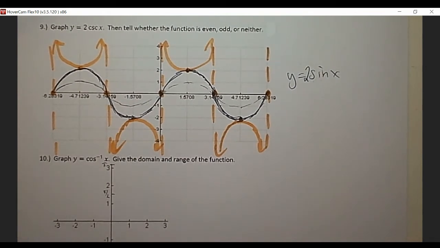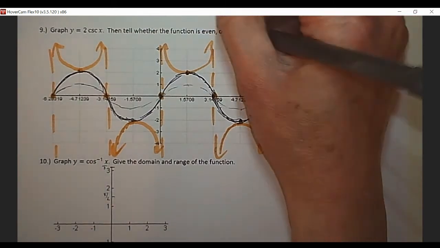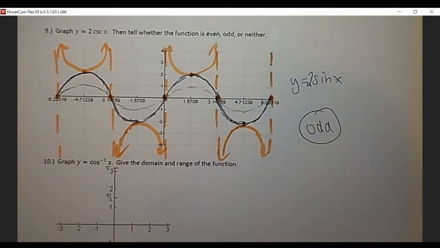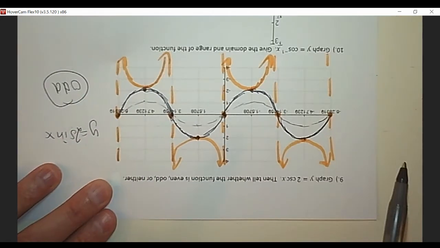And there was a second question here. It says, is the function even, odd, or neither? This function is odd. It ends up being odd because if I spin my paper 180 degrees, it looks exactly the same as it did before.